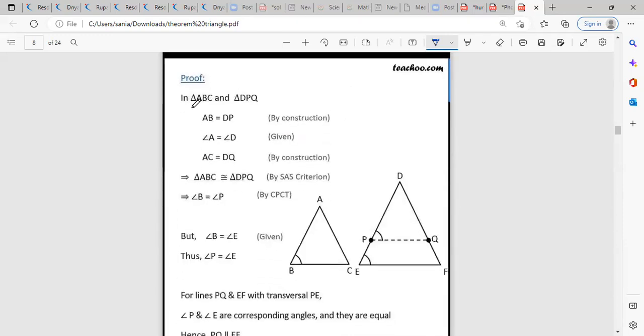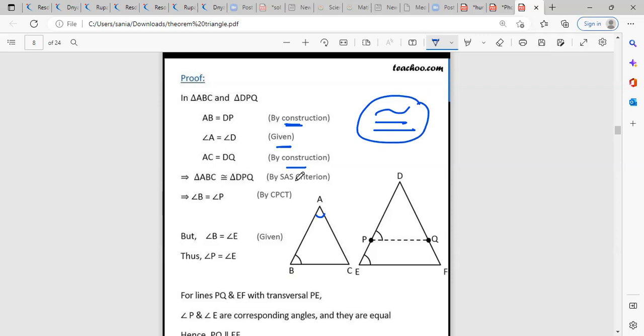Now over here you have to prove. Let's just start. In triangle ABC and triangle DPQ, you know this AB is equal to DP. Why? Because when you were constructing, you said this. And angle A is equal to this, it's already given, right? And AC is equal to DQ. This also, when you were constructing, you said they are equal. So this sign, two signs, and this, so this is congruent.